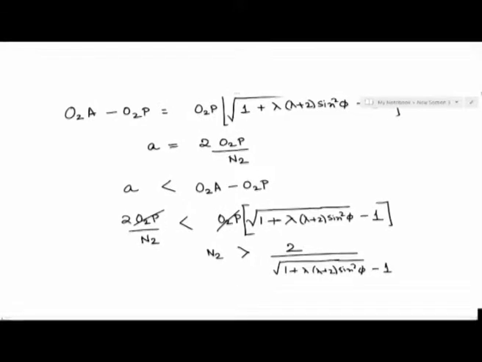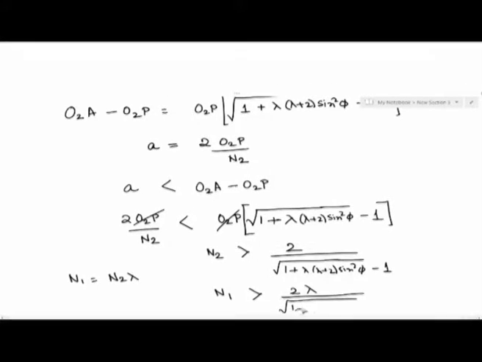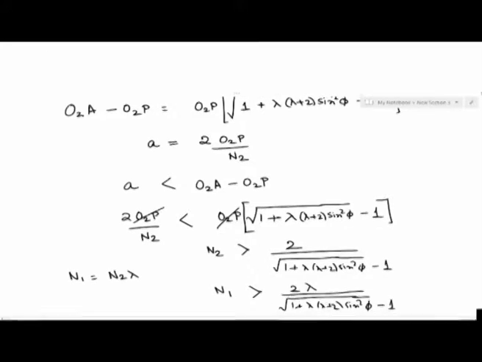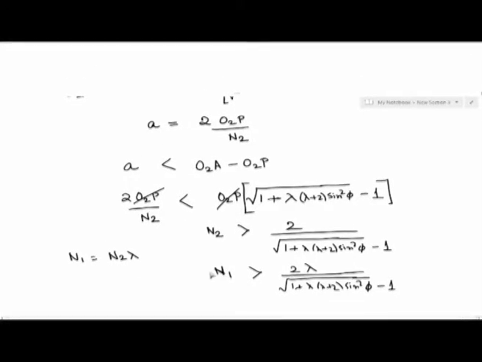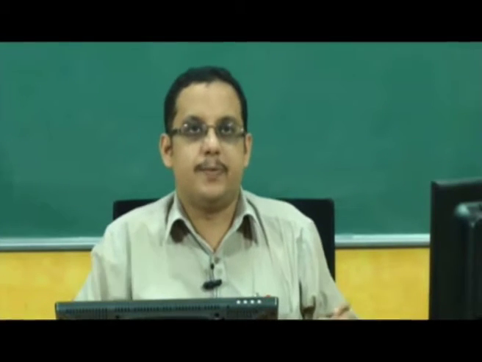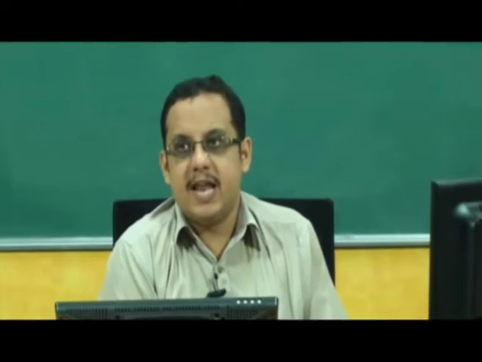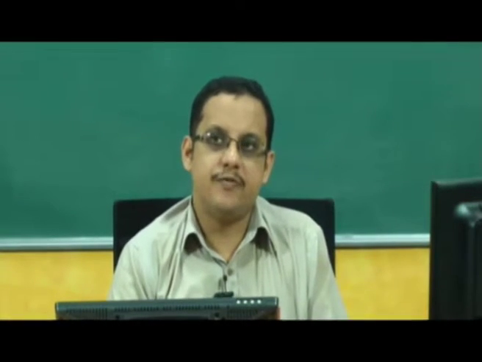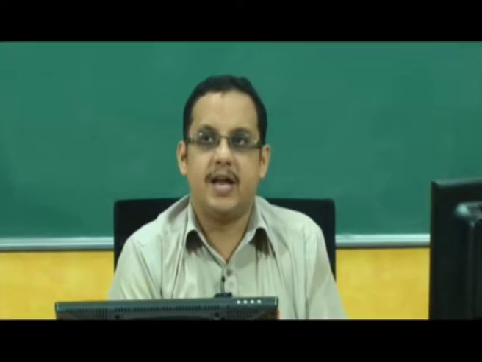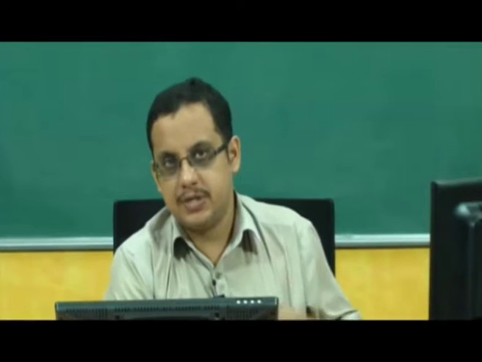Okay. We also know that N1 has to be equal to N2 times lambda, which means N1 has to be greater than 2 times lambda divided by square root of 1 plus lambda into lambda plus 2 sine square phi, minus 1. Okay. So these are the critical numbers of teeth which must be present in the pinion and in the wheel such that interference is avoided. Obviously the wheel has more teeth than the pinion, so if we check this condition for the pinion, we should be okay to check the interference condition.